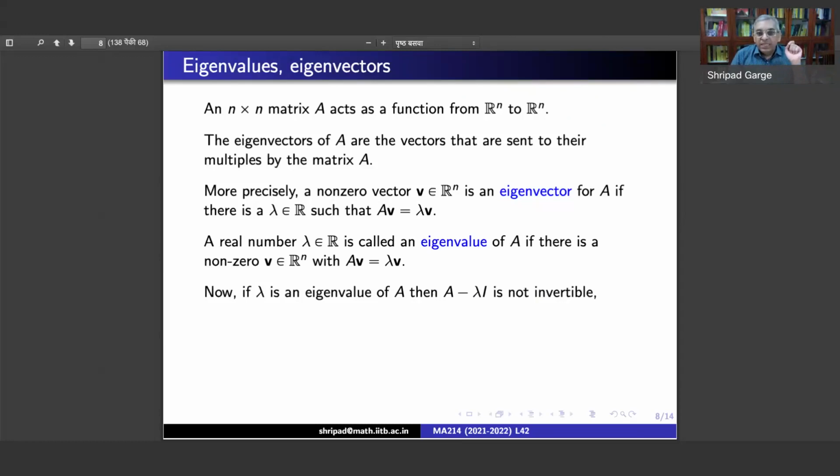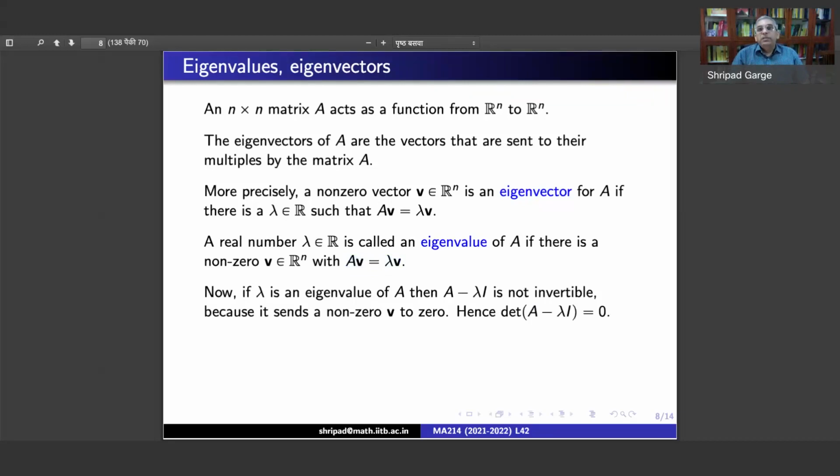So whenever lambda is an eigenvalue, we see that there is a non-zero vector V with the property that AV is equal to lambda times V. So if you look at the matrix A minus lambda times I, it sends a non-zero vector V to 0, and therefore it cannot be an invertible matrix. An invertible matrix cannot have some non-zero vector going to 0, right? And therefore the determinant of A minus lambda I, as a polynomial in lambda, has to be 0.